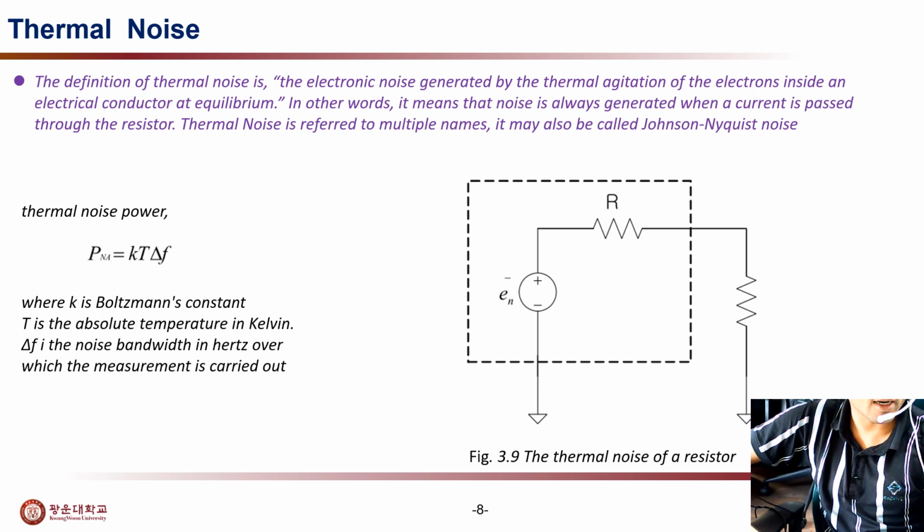Thermal noise means a noise always generated when a current passes through the resistor. We can easily understand thermal noise from this figure 3.9, and the thermal noise power equation Pn = kTΔf, where k is the Boltzmann's constant, T is the absolute temperature in Kelvin, and Δf is the noise bandwidth in Hertz over which the measurement is carried out.